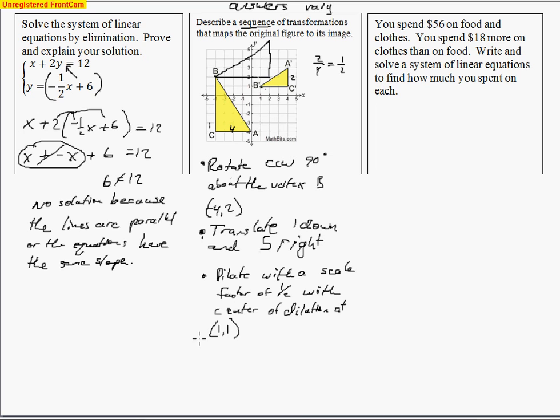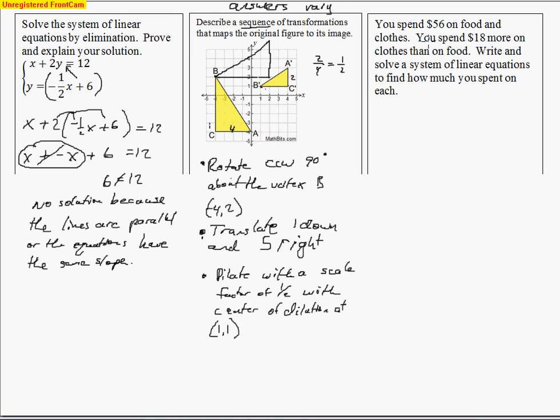And there's lots of ways to do it. I could have done this in a different order and been able to get to the same thing. I could dilate about the origin and get to the same point eventually. Then your translation would be a little bit different. But you definitely need a rotation counterclockwise 90 degrees, or you could even do clockwise 270 degrees gets you there as well. So lots of ways to set that one up.